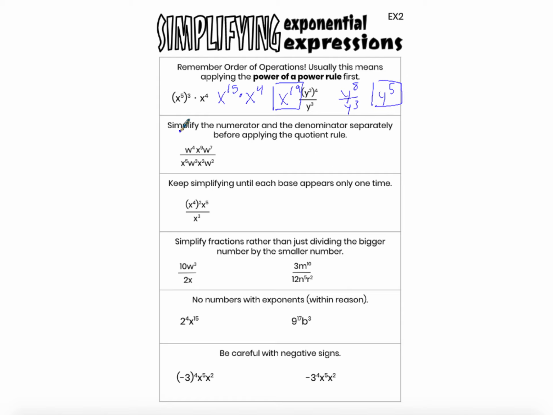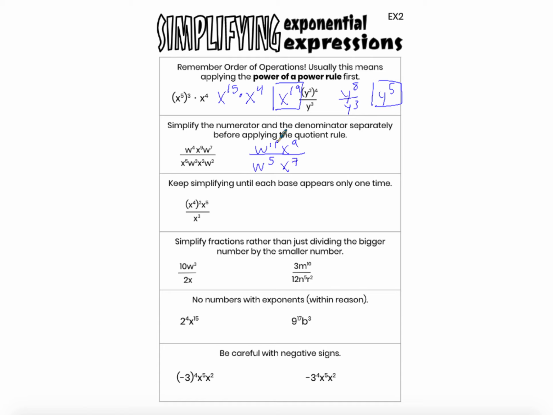Second tip, if you're in a quotient rule situation, first simplify the numerator and the denominator separately. So in this case, we have two factors with a base of w, giving me w to the 11th, x to the 9th. In the denominator, I have two factors with a base of w, giving me w to the 5th times x to the 7th.